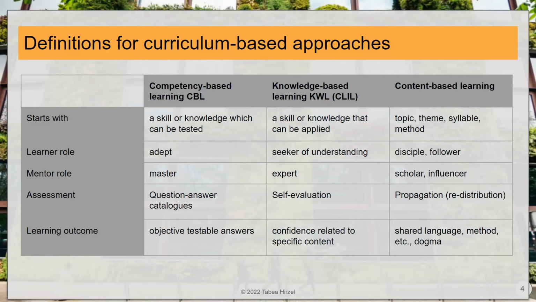The knowledge-based learning comes very much out from this KBL, this self-assisted learning. What we actually start with is a skill or a knowledge that can be applied, and this is the difference to competency-based learning. There we have the goal to assist skills and knowledge which can be tested in some way, but they do not necessarily need to be applied. I would define the difference like that. You might do that in a different way.